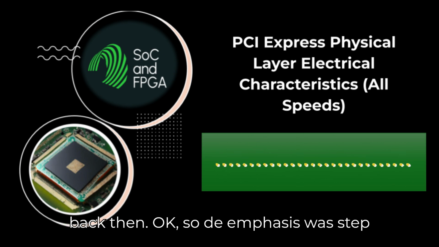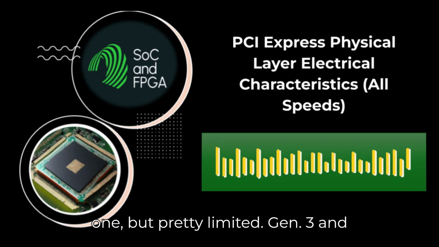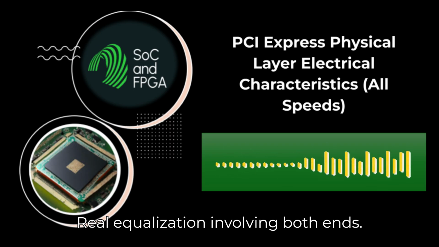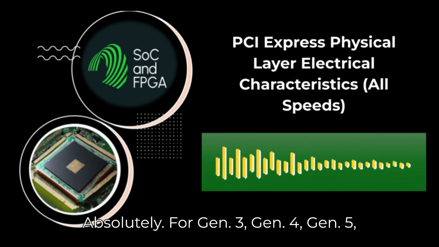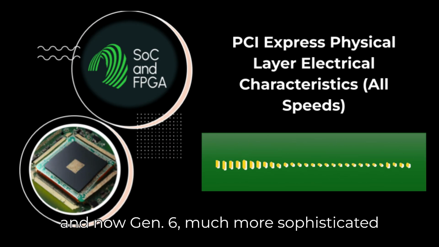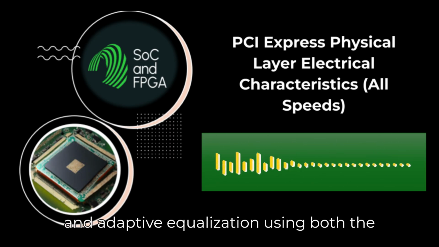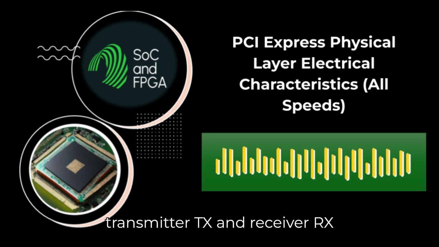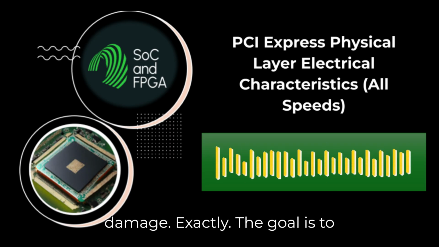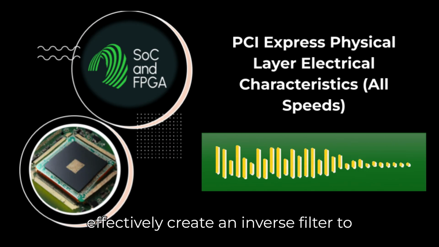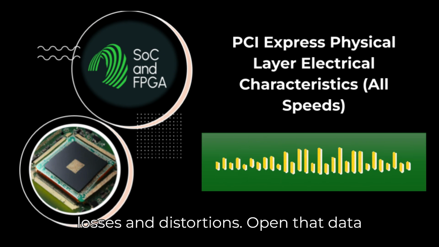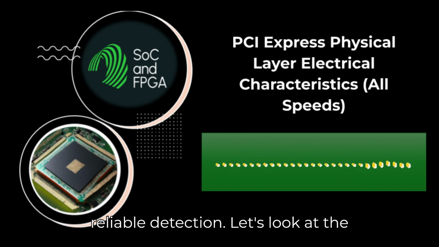Sometimes you needed special repeater chips with stronger, non-standard equalization, even back then. Okay, so de-emphasis was step 1, but pretty limited. Gen 3 and onwards needed much bigger guns, right? Real equalization involving both ends. Absolutely. For Gen 3, Gen 4, Gen 5, and now Gen 6, much more sophisticated and adaptive equalization, using both the transmitter, TX, and receiver, RX, became mandatory. And the main goal is still the same, to undo the channel damage. Exactly. The goal is to effectively create an inverse filter to the channel response, compensate for the losses and distortions, open that data eye back up at the receiver, and get reliable detection.